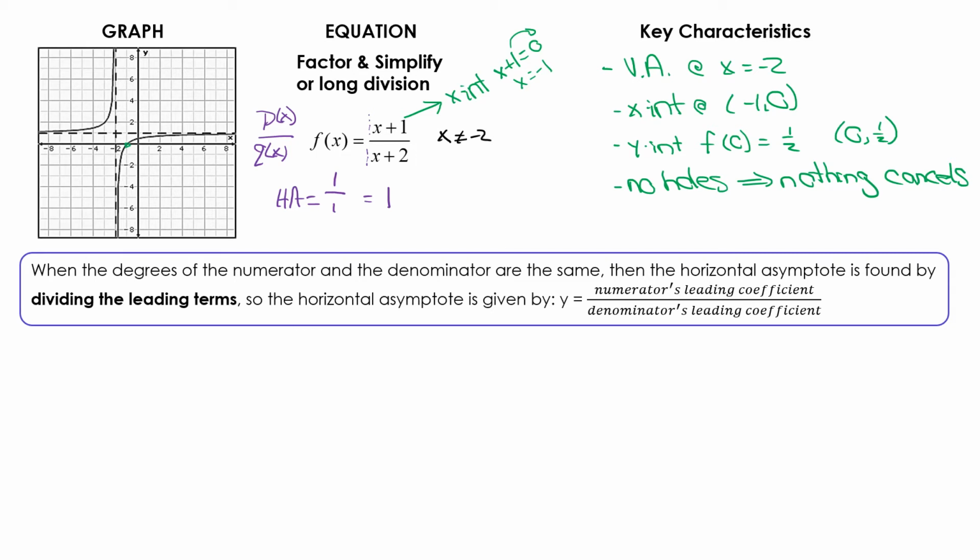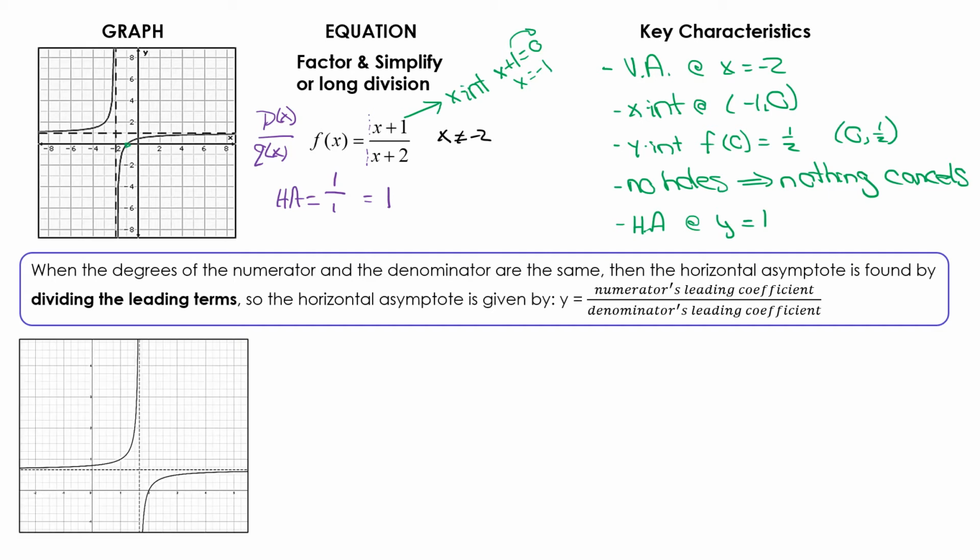So I'll add that under the key characteristics. We have a horizontal asymptote at y equals 1. And we did the y-intercept, and I think we covered everything else there. So let's try another one where the horizontal asymptote is in a different place.